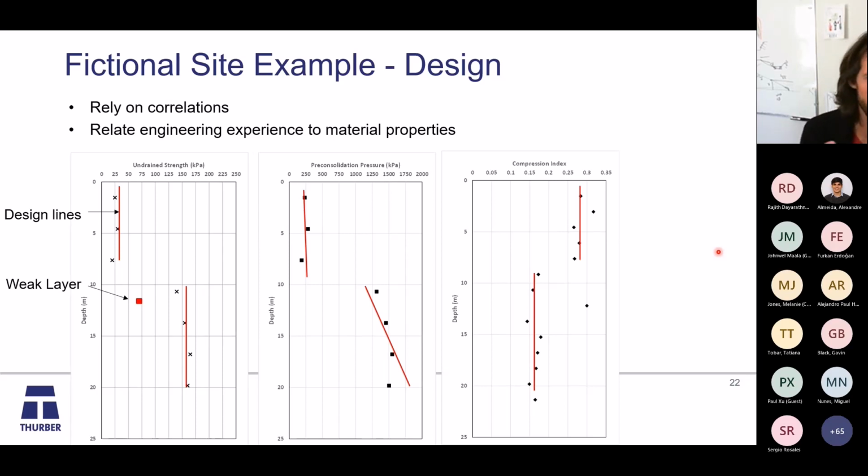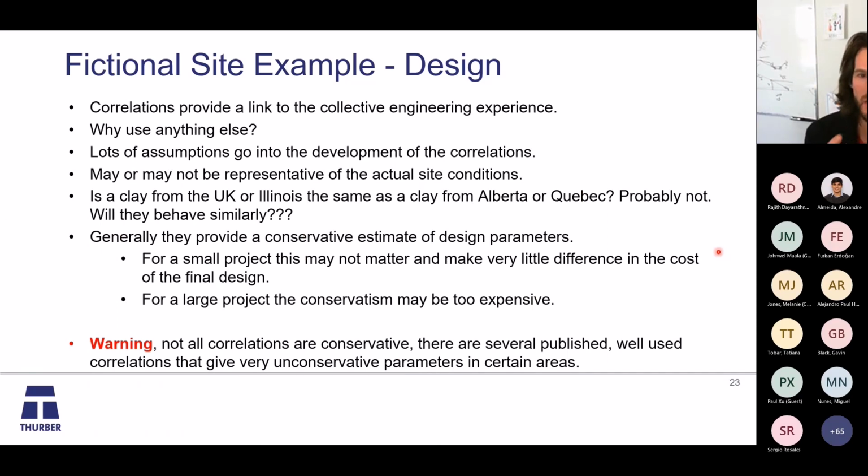I don't really want to talk through which correlations I've used themselves, but we're going to go through this process. And I think what's important is understanding what you're doing when you're using a correlation. So we've done this in-situ testing. We're trying to get parameters to do the analysis. We're going to use these correlations that provide this link to our collective engineering experience. Why should we use anything else?